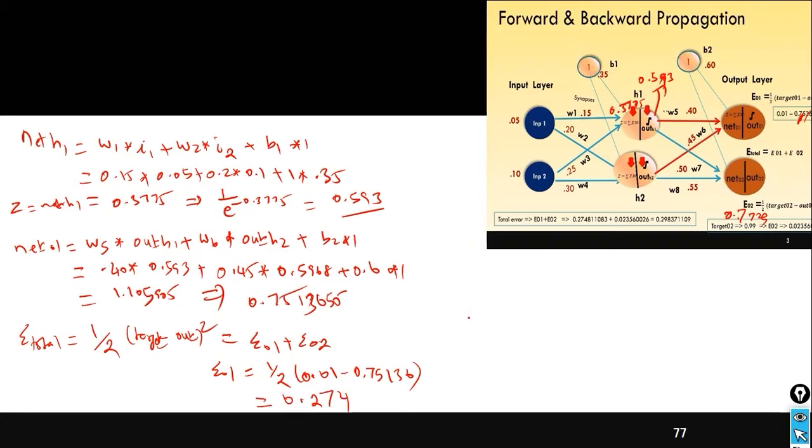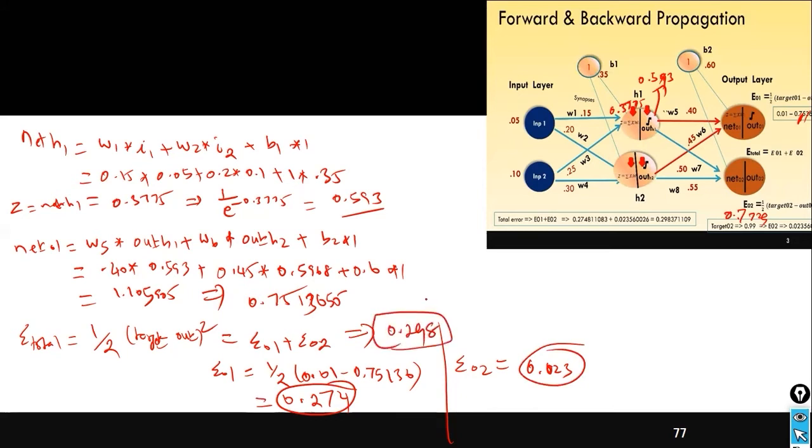Okay, and similarly E02, if I compute it, if you do the same thing, right? So 0.0023. This is the error we are getting. Now the objective here is, when you add these two errors, E1 plus E2 together, we get some total error 0.298.